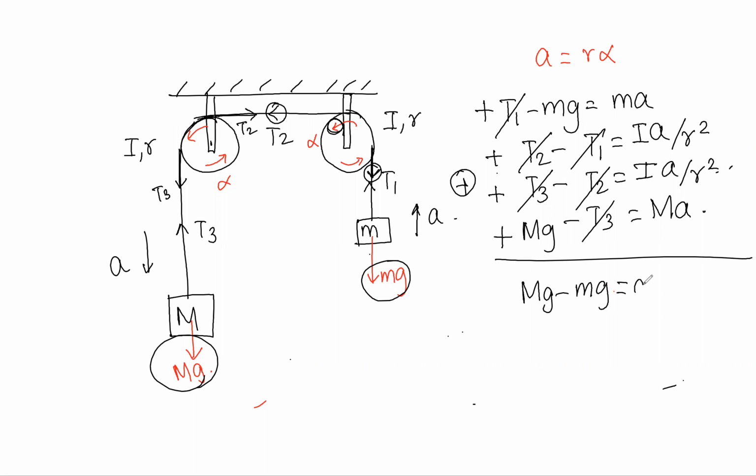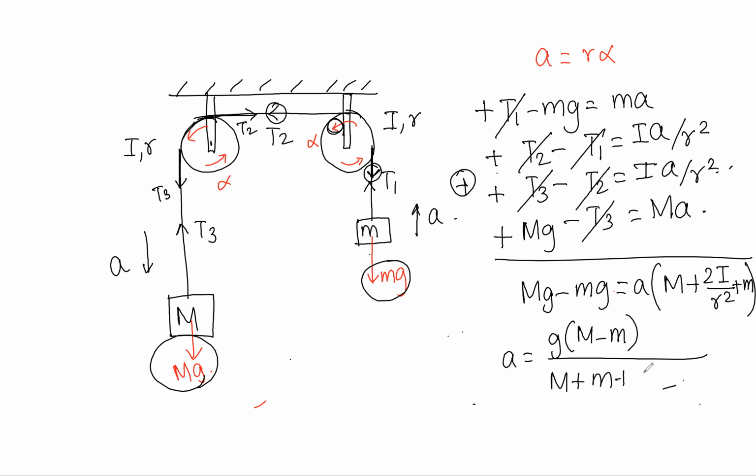So what all is it moving? It is moving m. It is moving two pulleys, so 2I by r square. It is also moving small m. So the acceleration of the system is equal to g into m minus m, the difference in weight, divided by m plus small m plus 2I divided by r square.